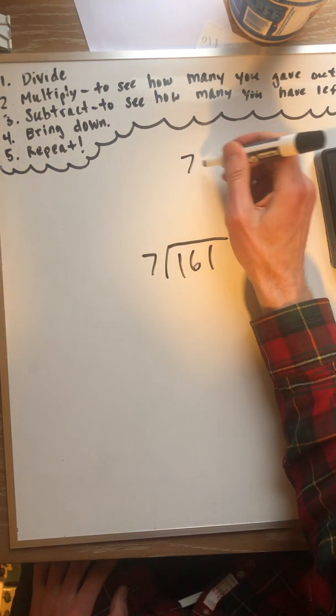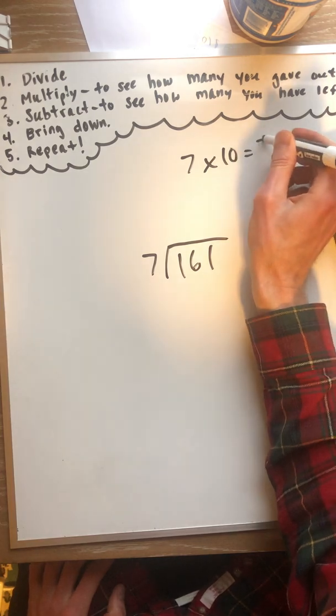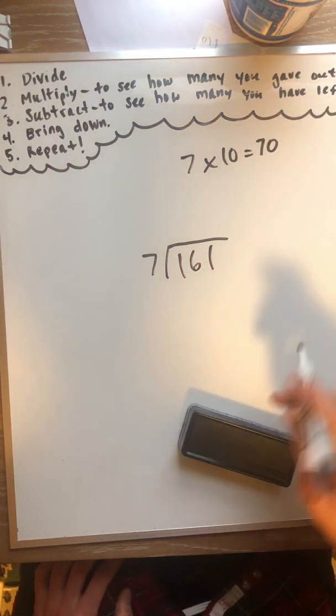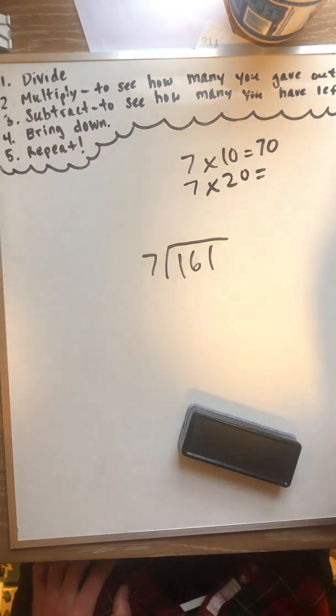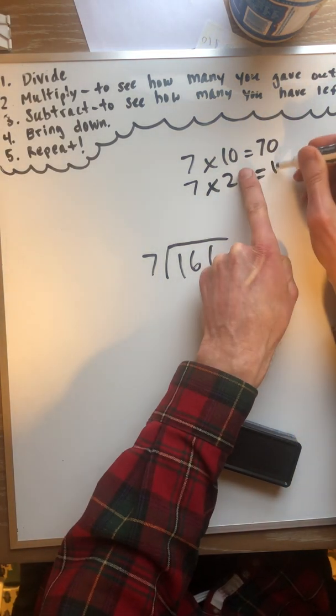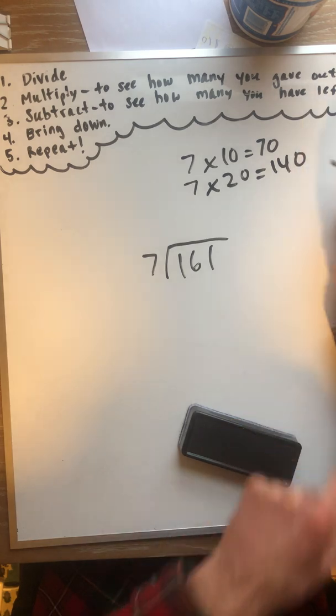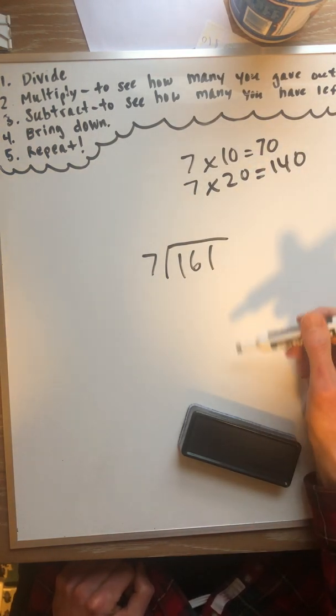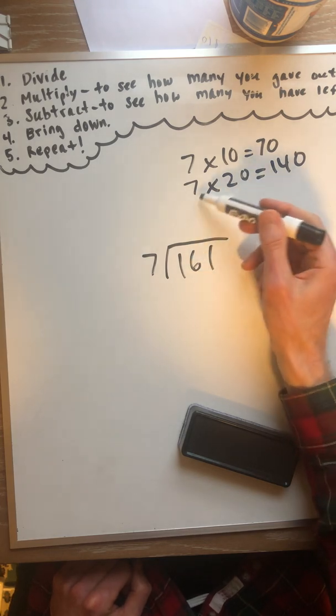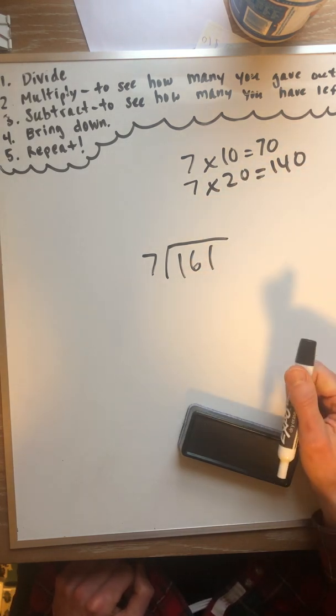Well, I know 7 times 10 is 70. And what about 7 times 20? Well, 7 times 2 is 14. And then add the 0. Oh, so it's going to be at least 20 bucks apiece, right? So 7 times what is 161? Well, 7 times 20 is 140, so it's more than that.